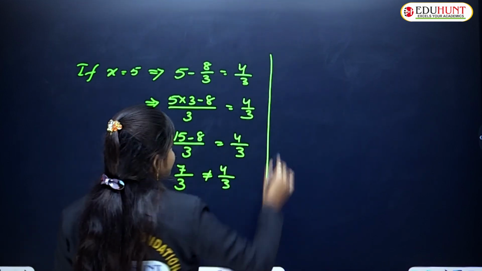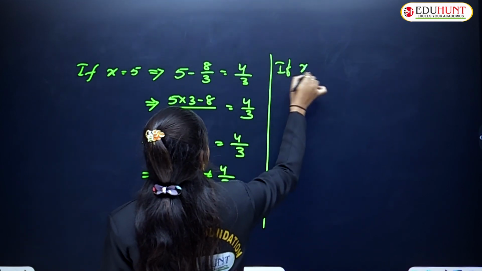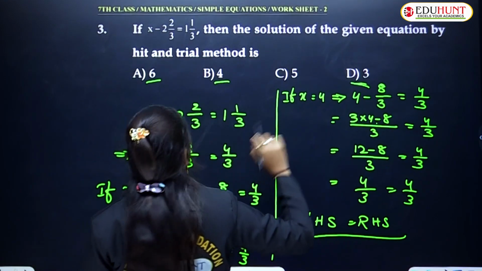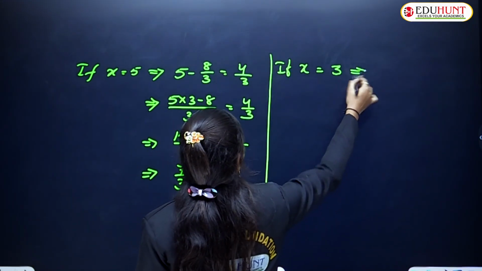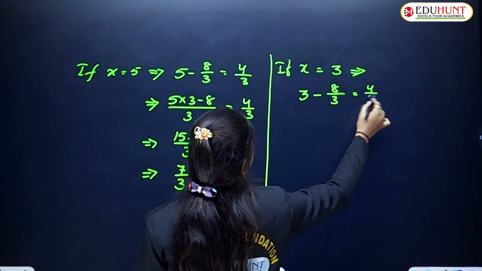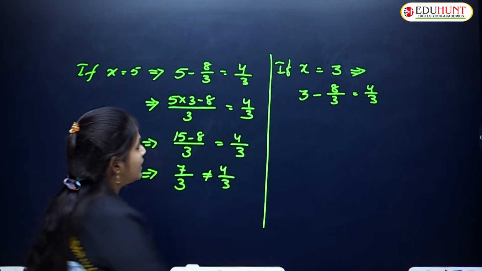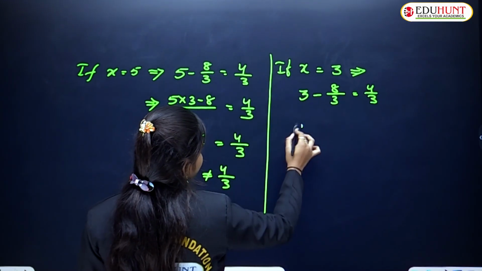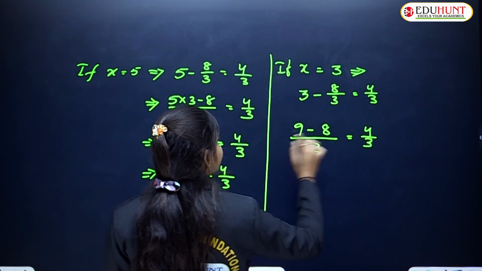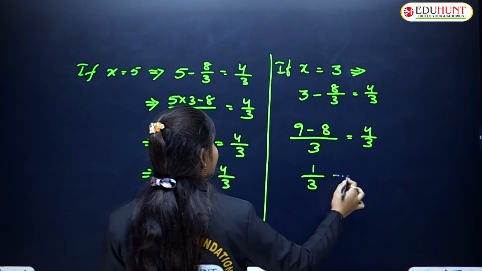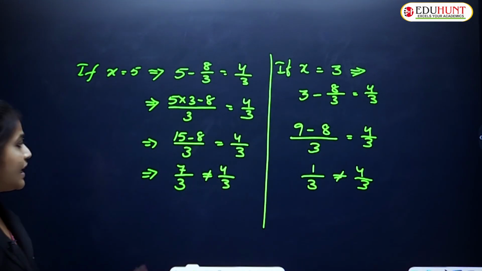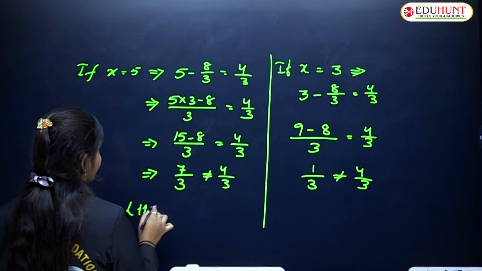And finally the last option is there. What is that? If x is equal to 3, then here 3 minus 8 by 3 is equal to 4 by 3. Okay, here I'll write, 3 threes are 9. 9 minus 8 by 3, which is equal to 4 by 3. 9 minus 8 is 1 by 3. 1 by 3 not equals 4 by 3, we know that. So here LHS value is not equal to RHS.